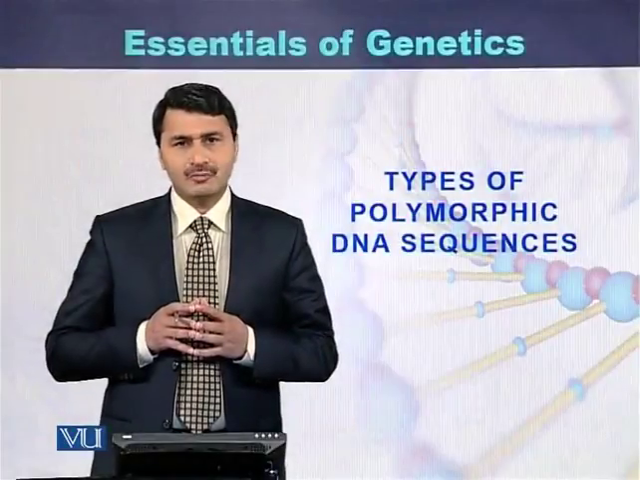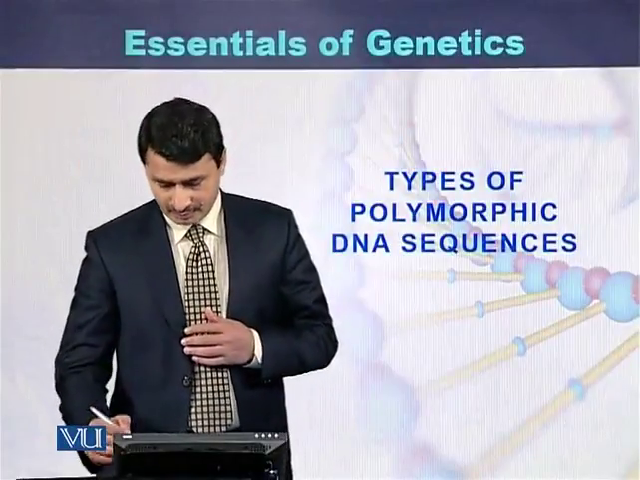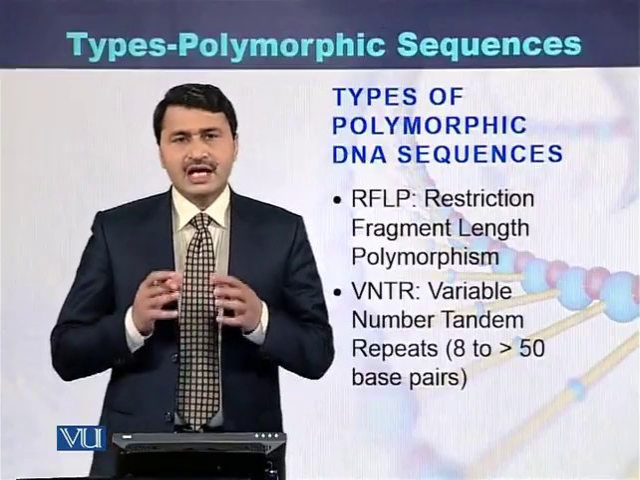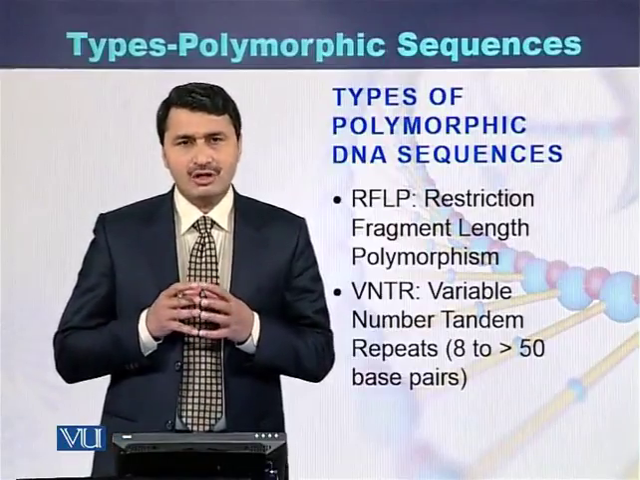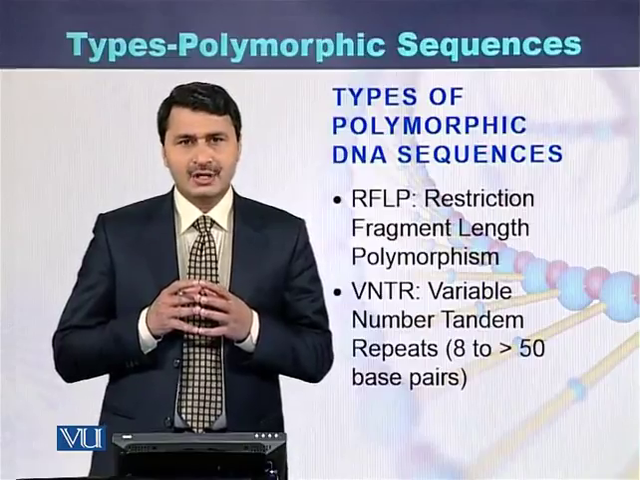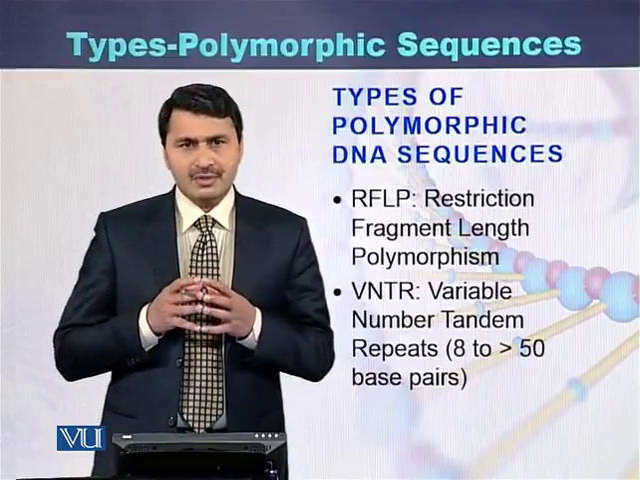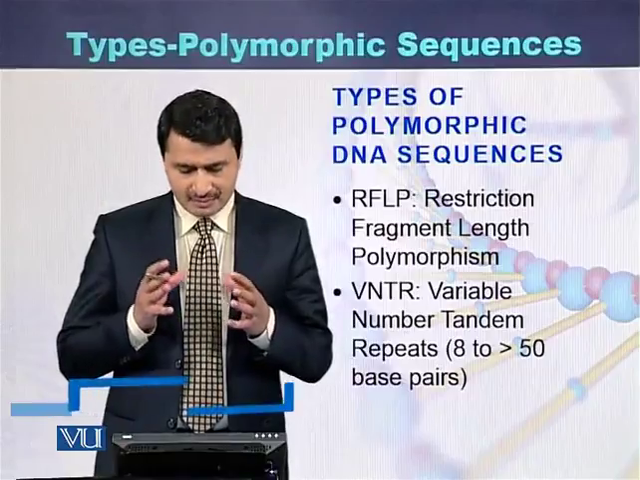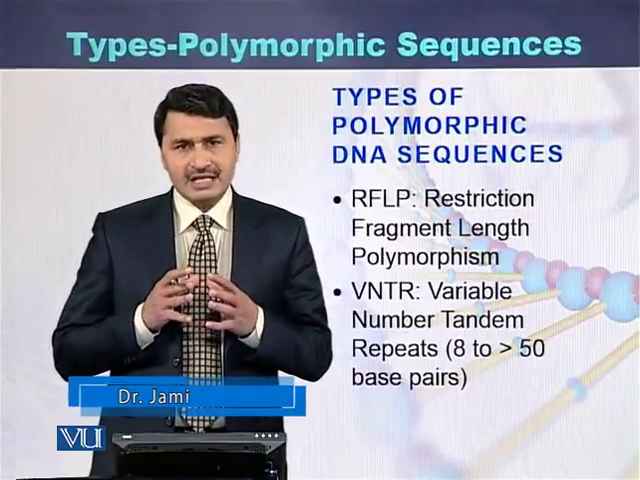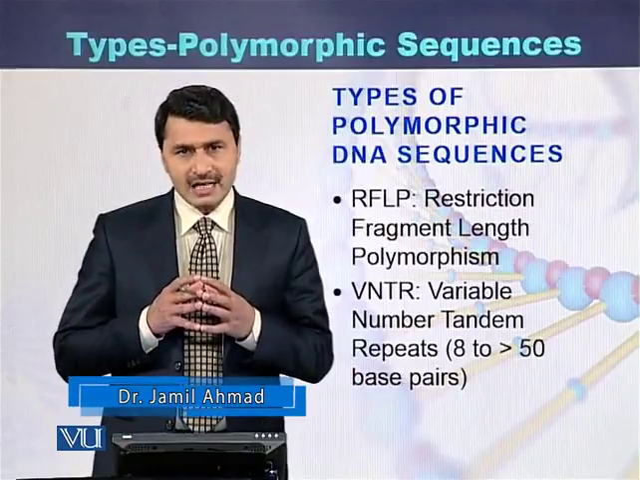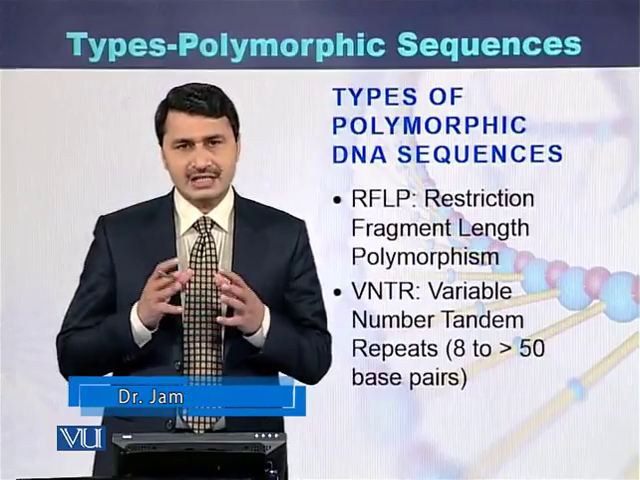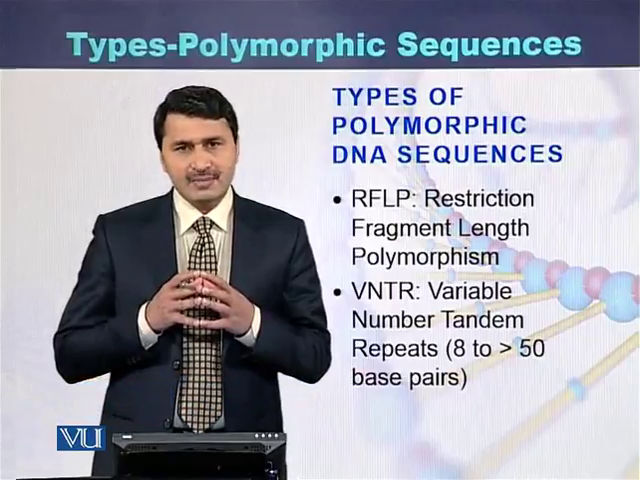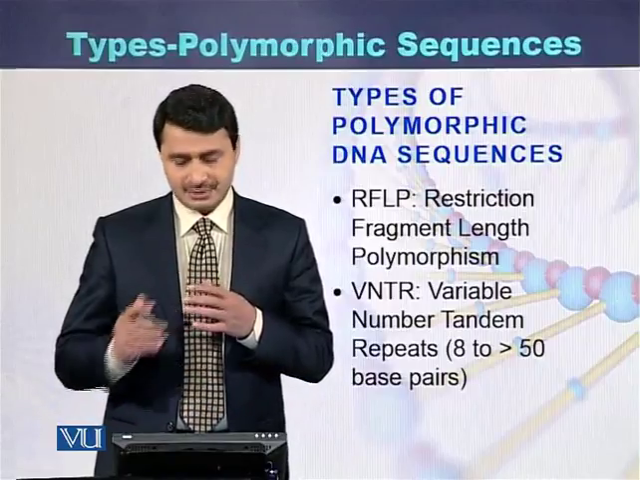Types of polymorphic sequences. There are different types of polymorphic sequences, which are also called polymorphic markers. Important examples of those sequences are RFLP, that is restriction fragment length polymorphism. The second type is VNTR, the abbreviation of variable number tandem repeats.